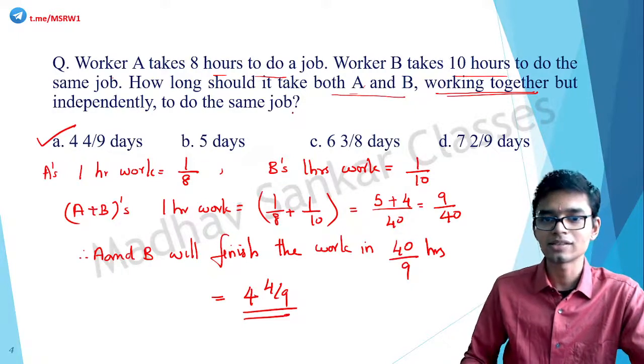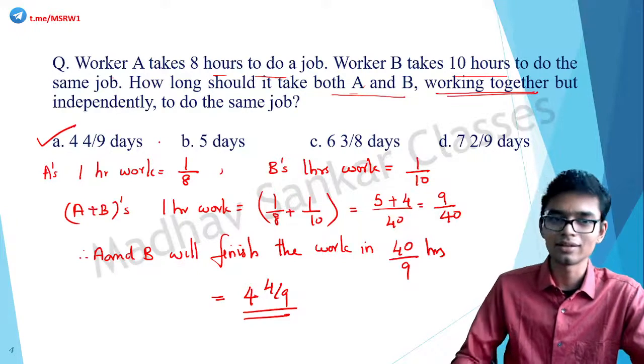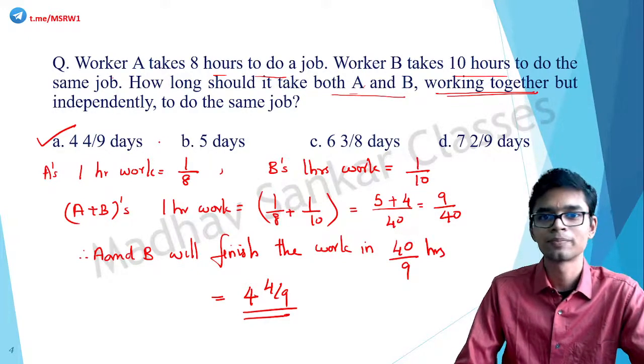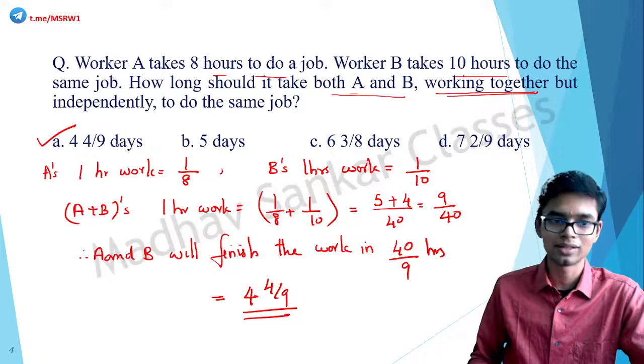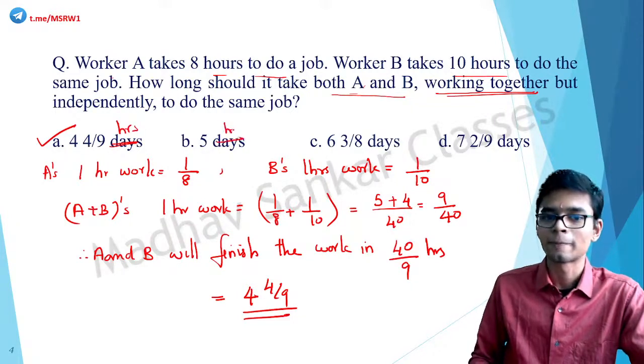Worker A takes 8 hours, B takes a certain time to do a job. How long would it take A and B working together independently to do the same job? It's not days, it's hours. Okay, correct, Nandini. Very well pointed out. The answer given here has the unit in days. It should have been hours. Good observation. Very good.